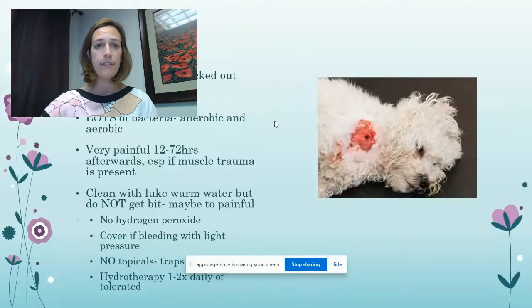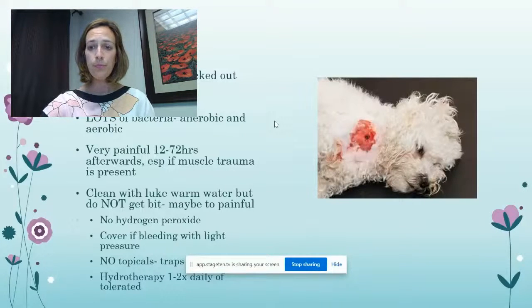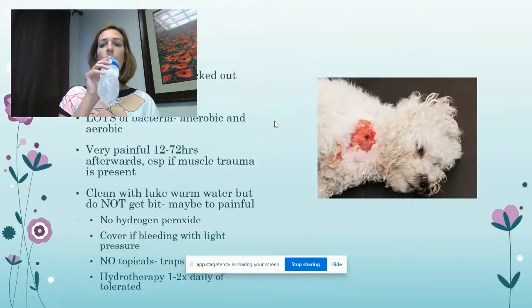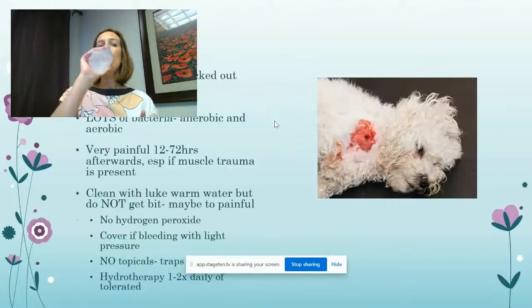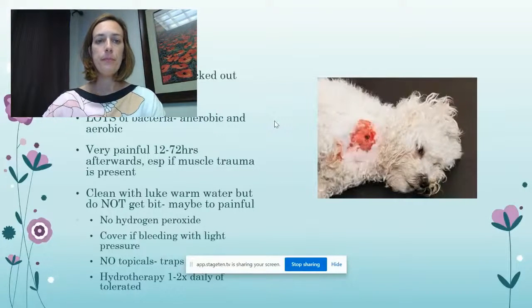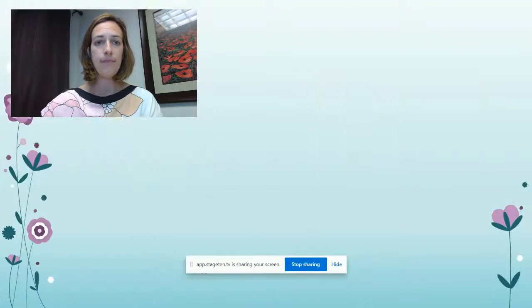Safety is always going to be our first thing. Any questions about bite wounds? Okay, we're going to move on. Okay, we're going to move to the next slide. Let me move myself here.